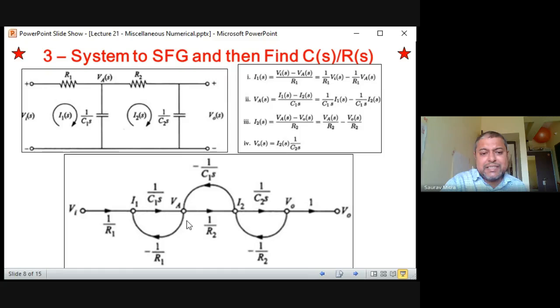Now whenever you are designing this kind of thing, after this everything else is easy, because we are finding there is only one forward path. So the numerator will be 1 by C1s into 1 by C2s into 1 by R2. And 1 by R1 is also there. So what will the numerator be? 1 by R1 into 1 by C1s into 1 by R2 into 1 by C2s.